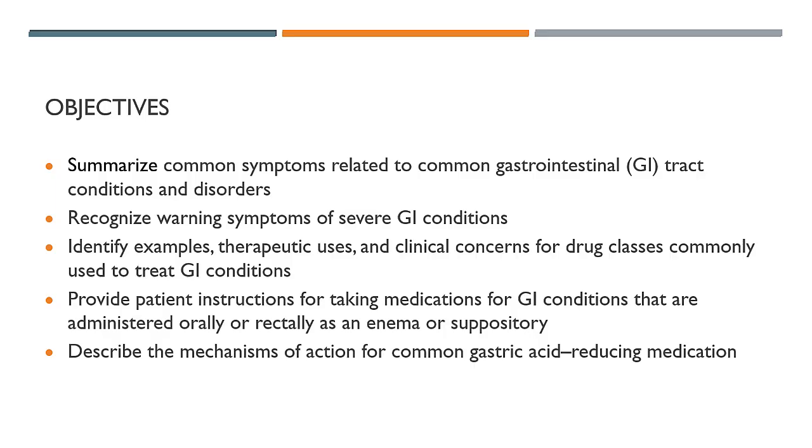disorders, recognize warning symptoms of severe GI conditions, identify examples, therapeutic uses, and clinical concerns for drug classes commonly used to treat GI conditions. Provide patient instructions for taking medications for GI conditions that are administered orally or rectally as an enema or suppository, and describe the mechanisms of action for common gastric acid reducing medications.